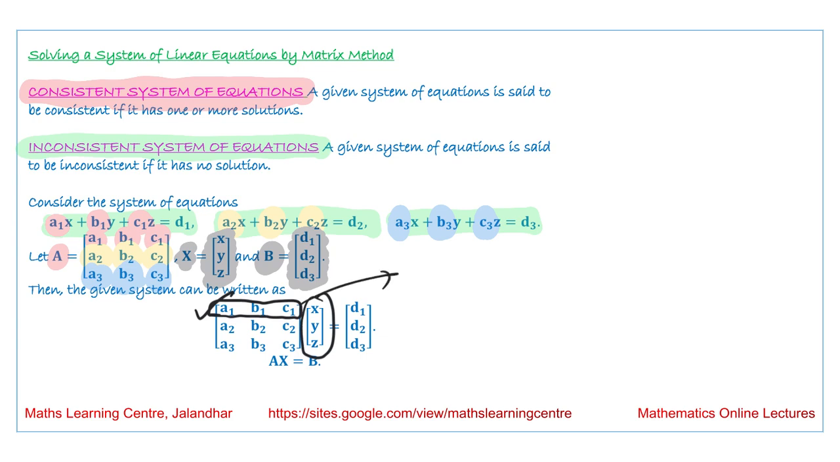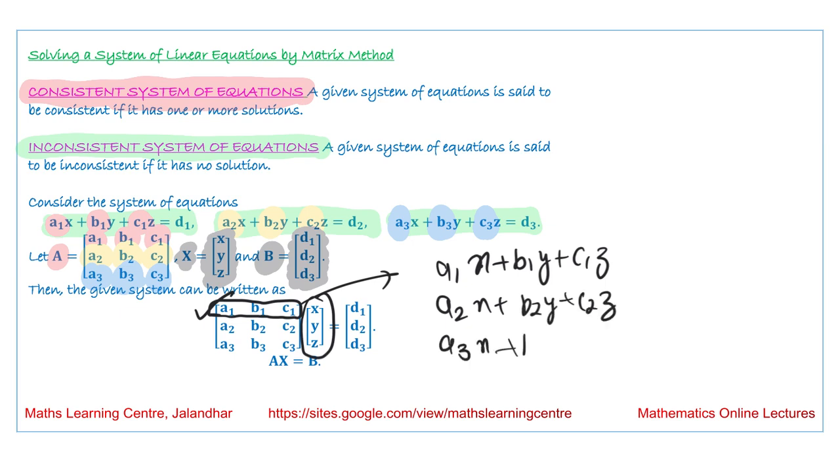If we multiply these terms, this will be multiplied with this column. So the first multiplication will give a1x plus b1y plus c1z. Then it will be a2x plus b2y plus c2z. Then a3x plus b3y plus c3z. We obtain this matrix.